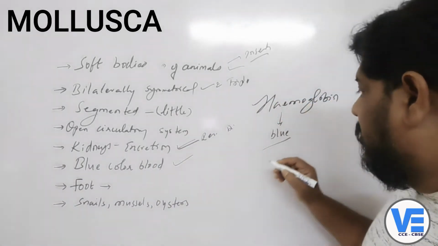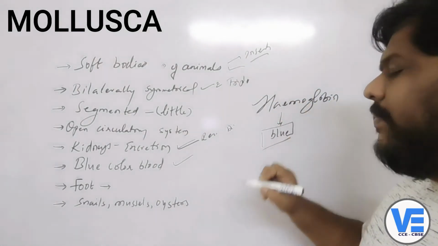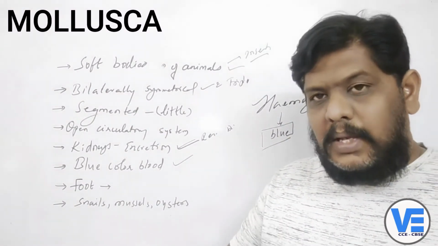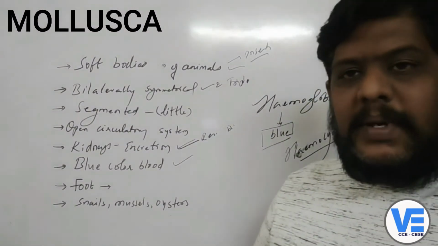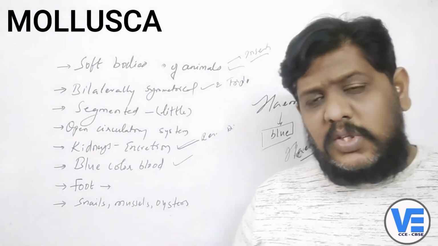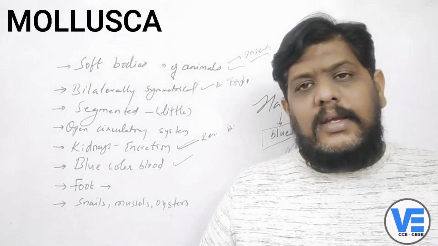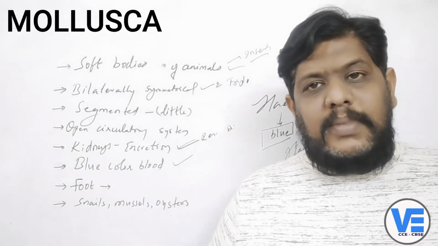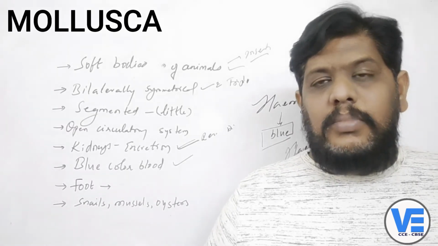But whereas when you come to the snail, the blood is in which color? Blue color, and this is because of the presence of a pigment which is called the hemocyanin. So this hemocyanin is the pigment which is present in the blood of the snail, which makes the blood look in which color? Blue color.